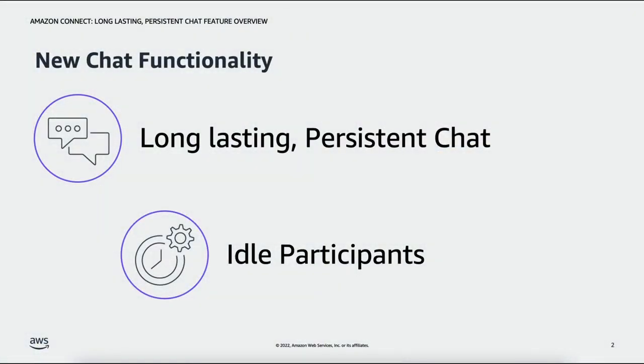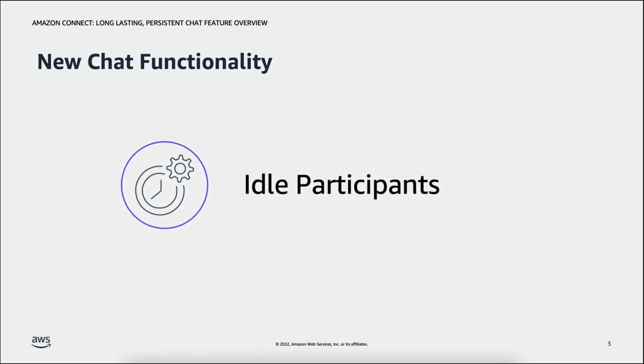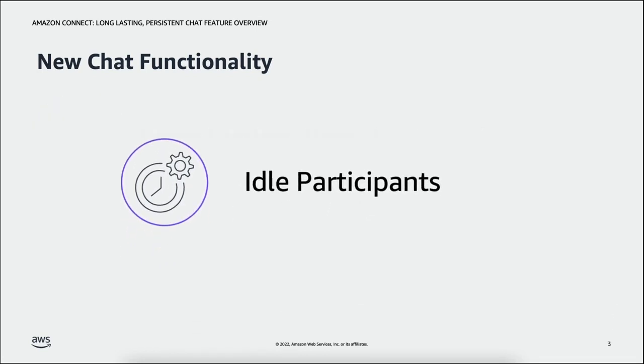So the new functionality can be divided into these two feature sets, and they are long-lasting persistent chat and idle participants. This part of the video is about the idle participants feature. Make sure to catch the other video if you want to know more about the other features launched with Amazon Connect Chat.